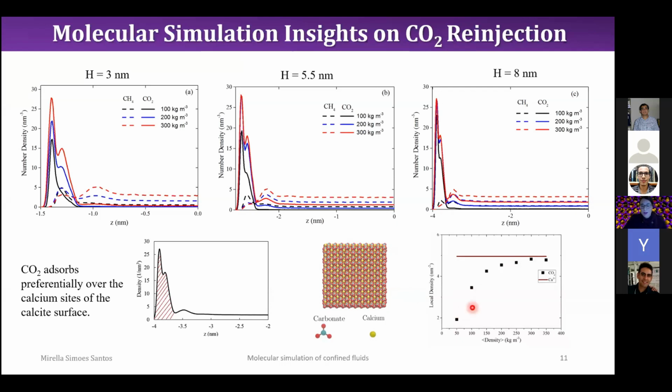So for the smaller pore, we have here the local density of CO2 on the surface. Local density would be the number of molecules over area. And we compare this to the constant red line, which is the number of calcium sites per area as well. So we see that as we increase the average density, the number of CO2 molecules adsorbed on this calcite surface tends to the value of the calcium sites.